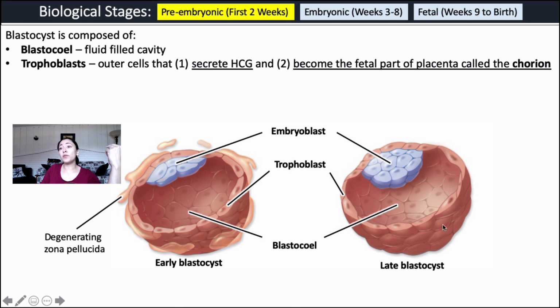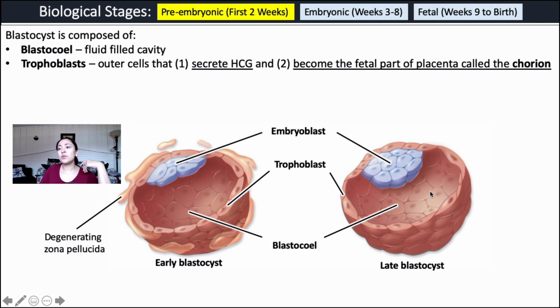Second, the trophoblast becomes a fetal part of the placenta called the chorion. And we'll talk a little bit more about the structure of the placenta later. But the placenta has a fetal part and a maternal part. And the fetal part is derived from these trophoblast cells.